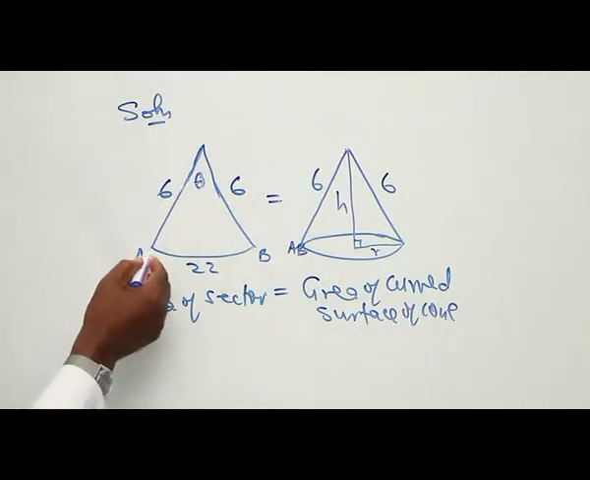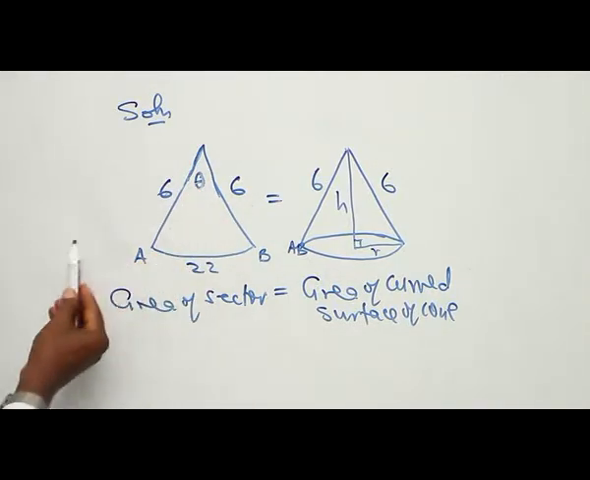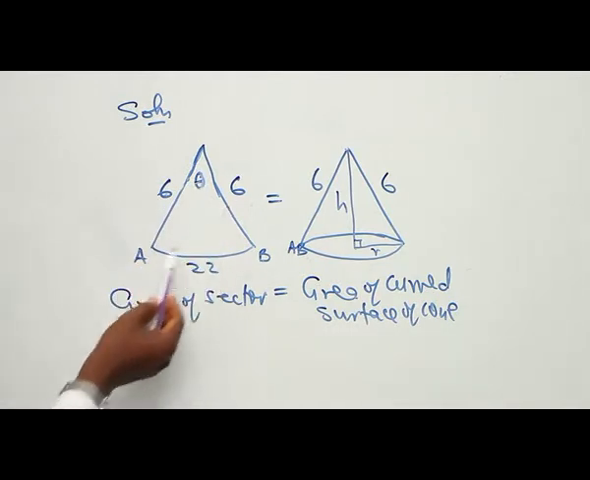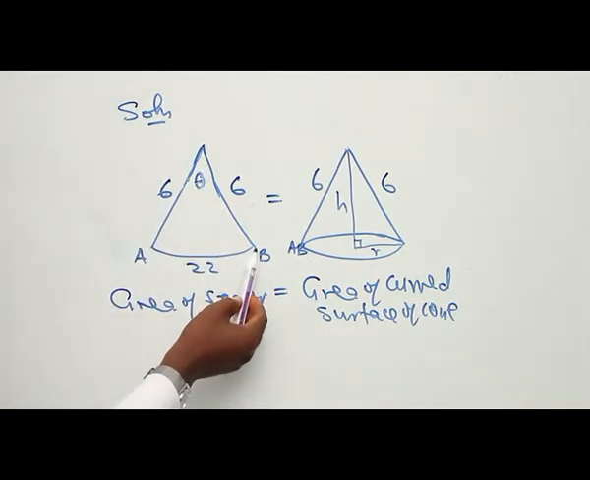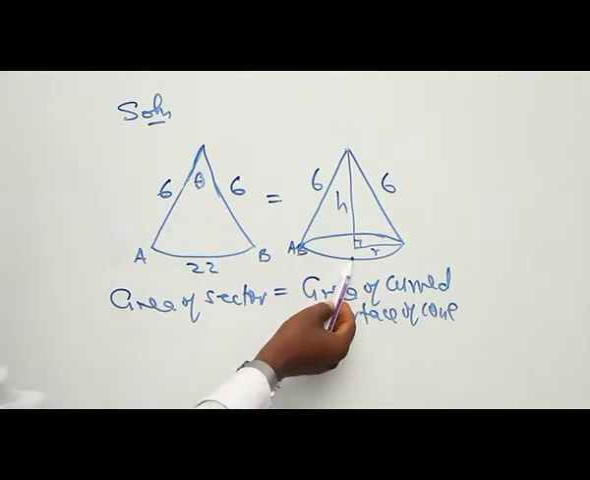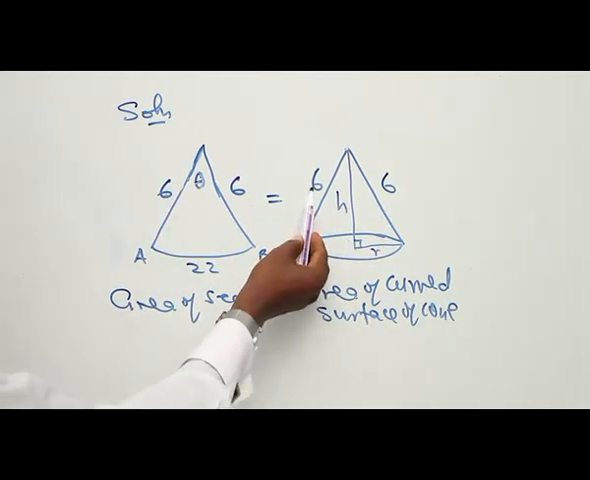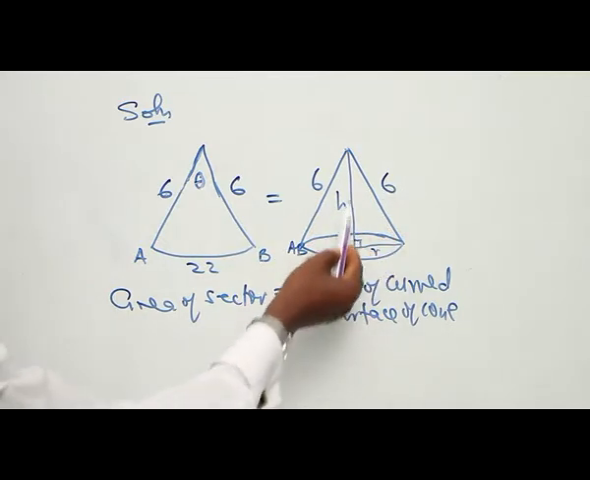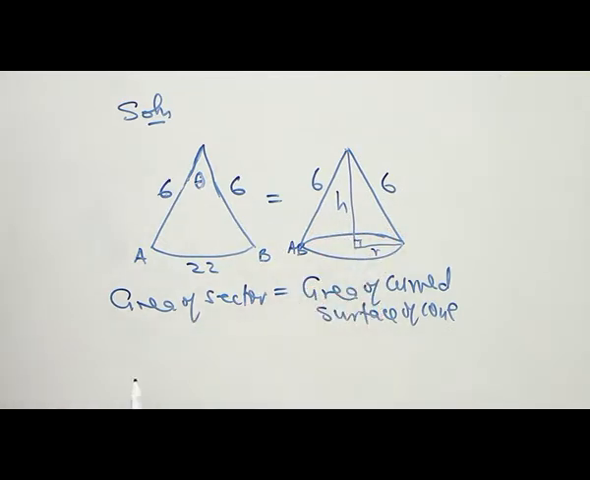Let's sketch a sector. As you can see here, this is the radius and this is the length of arc. This sector was folded to form this cone, open cone. And then of course we have the slant height and we have the vertical height and the radius.